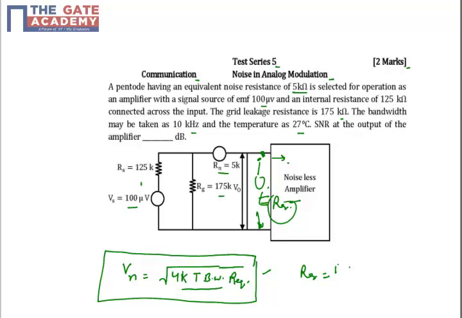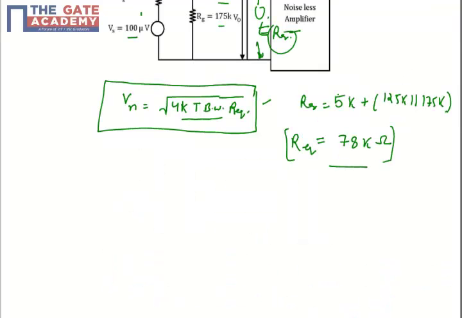So my R equivalent will be 5k plus the parallel combination of 125k and 175k. This will be my equivalent. So my equivalent resistance will be 125 kilo ohm parallel 175 kilo ohm plus 5 kilo ohm, which is 78 kilo ohm.